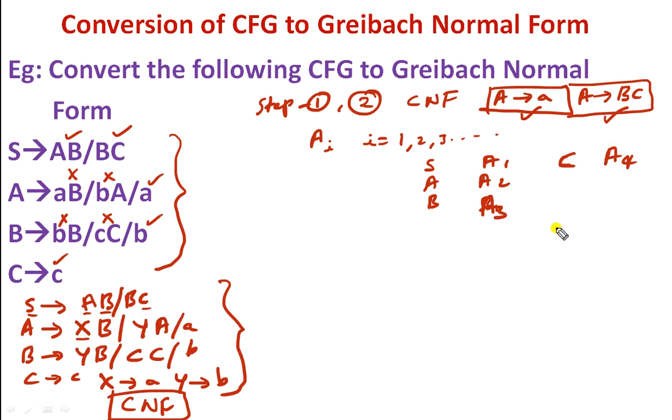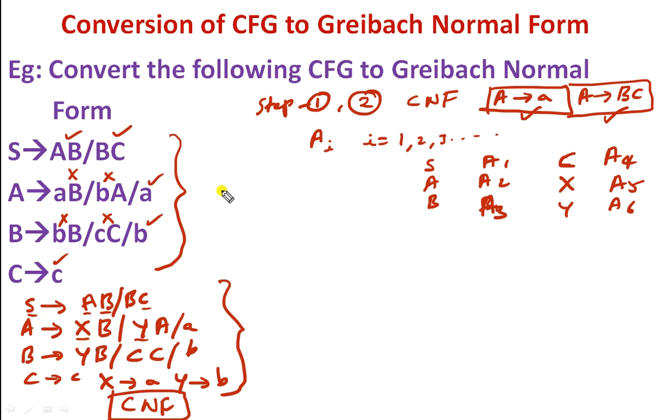Next X is replaced with A5 and Y is replaced with A6. So there are totally 6 variables in these production rules. We have replaced all of these 6 variables with the new variable names A1, A2, A3, A4, A5, A6 in the same order from top to bottom and left to right. That is very, very important. So you cannot directly replace X with A1. So that should not be there.